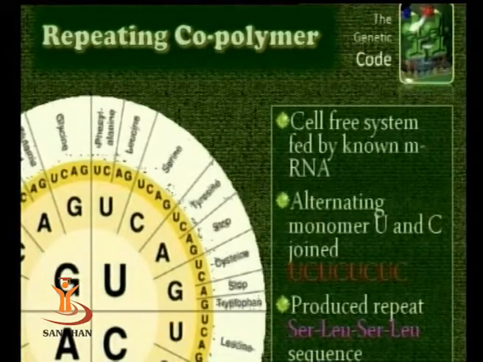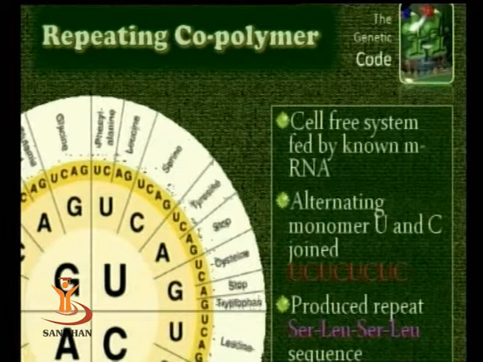For that, a second approach came to their help, and that was using repeating copolymers. What they did in these experiments is they mixed two kinds of nucleotides together, namely uracil and cytosine, and allowed them to get polymerized in an alternating manner. That is, a UC type of sequence was made. And when this chain was translated under in vitro conditions, they got a polypeptide which had an alternating arrangement of two amino acids, serine and leucine, serine, leucine, serine, leucine, likewise.